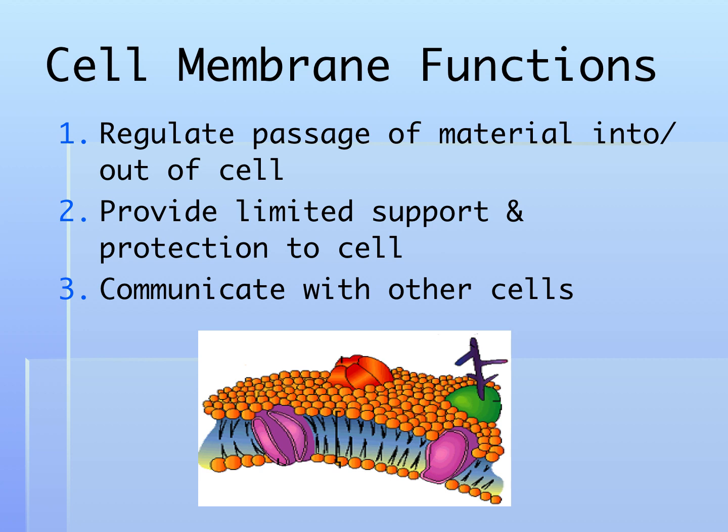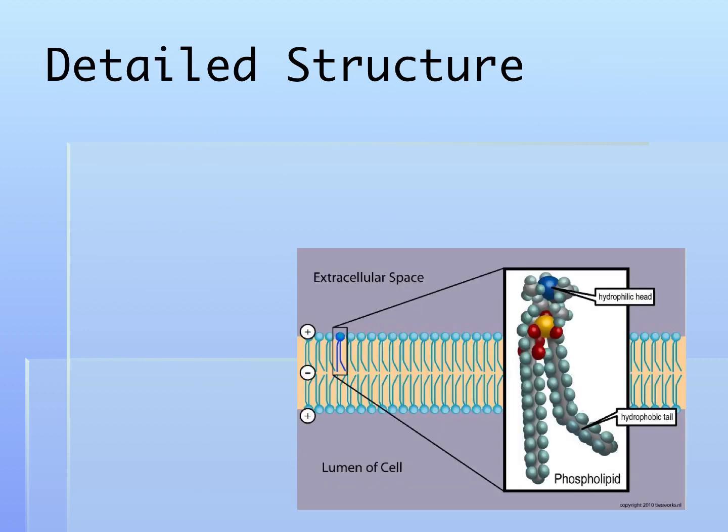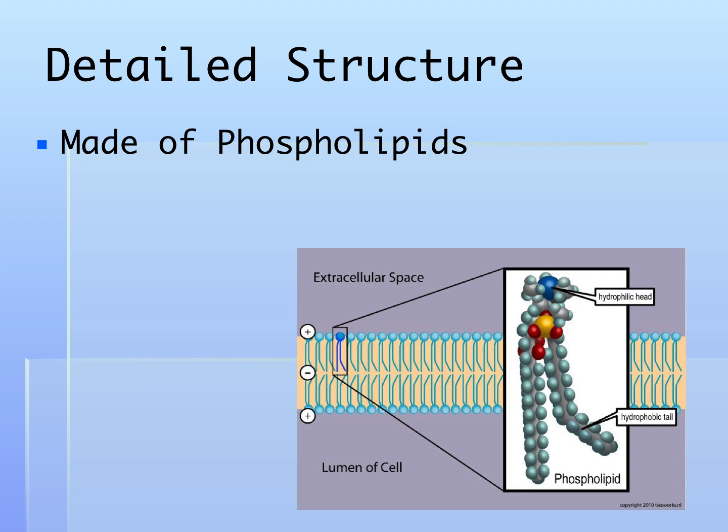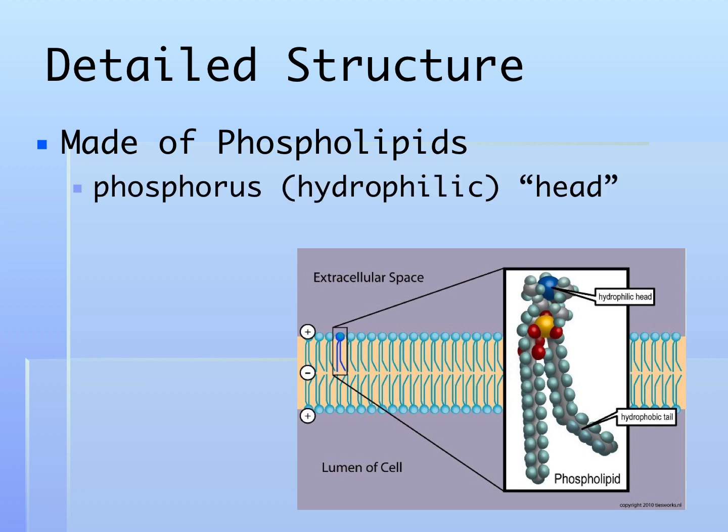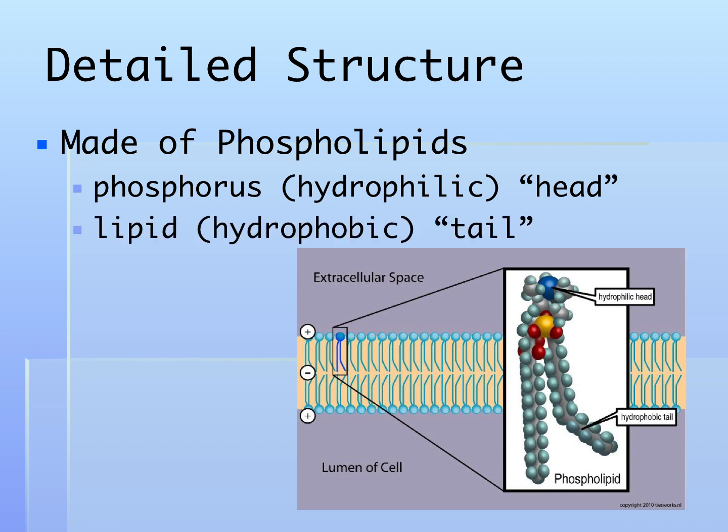So let's go ahead and take a detailed look at what the cell membrane looks like. It's made up of phospholipids, and those phospholipids have two parts. They have the phosphorus head that is hydrophilic. This is polar, meaning that it likes water, hydrophilic, to love. And then we have the lipid tail that's hydrophobic.